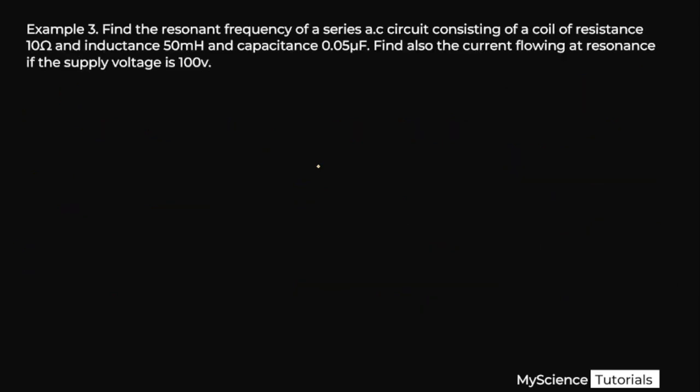So the last example in this tutorial, I want to find the resonance frequency of a series AC circuit consisting of a coil of resistance 10 ohms and inductance 50 microhenry and capacitance 0.05 microfarad. Find also the current flowing at resonance if the supply voltage is 100 volts. This is also very, very easy. So let's write down our solution.